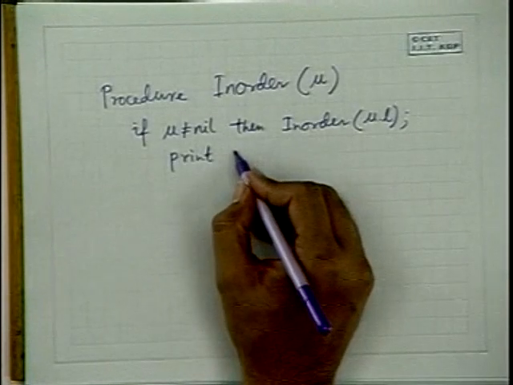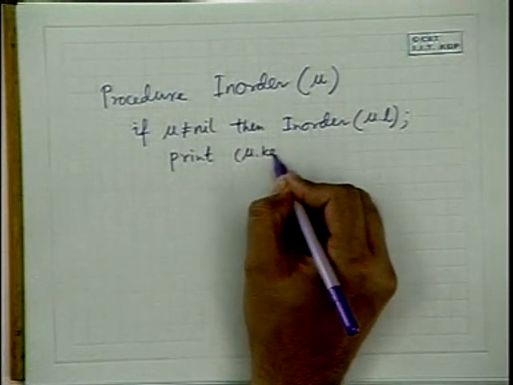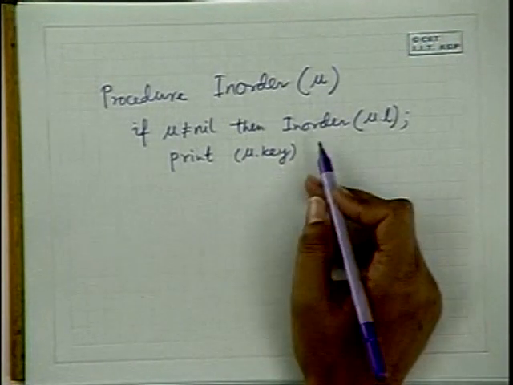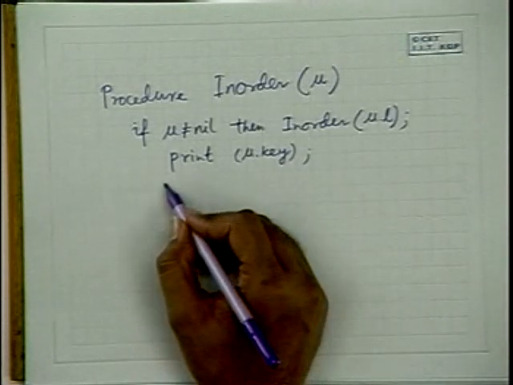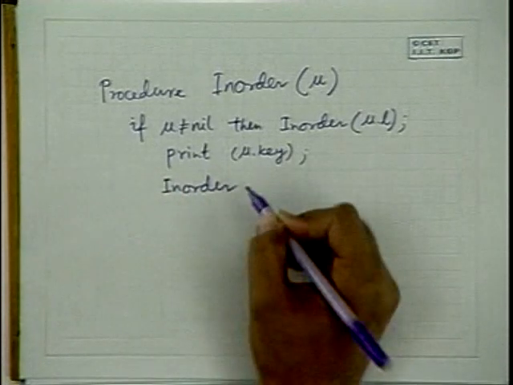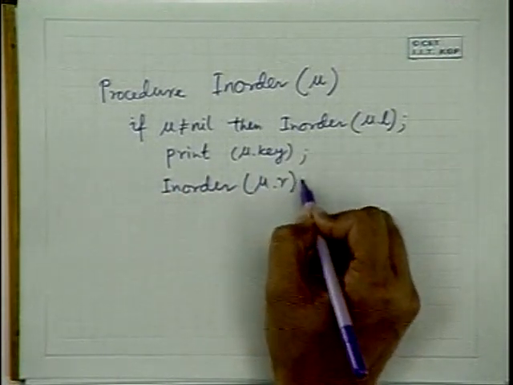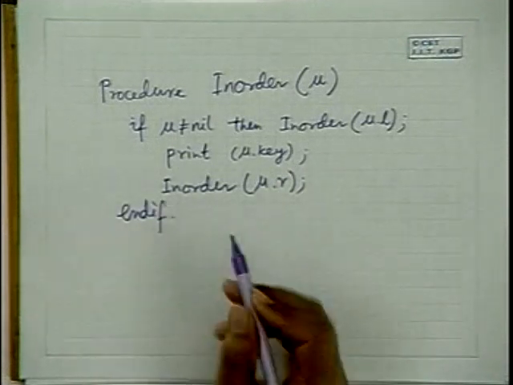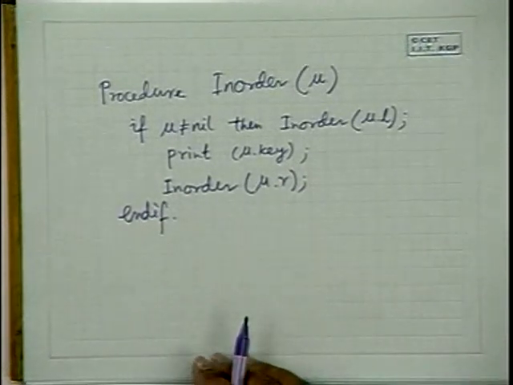So print here mu dot key, key is the key value, the elements which are kept in the node mu. And then what should we do? Again another in-order traversal we have to do on mu dot nd. So this is the in-order traversal of a binary search tree.